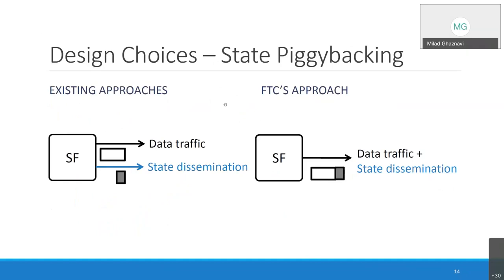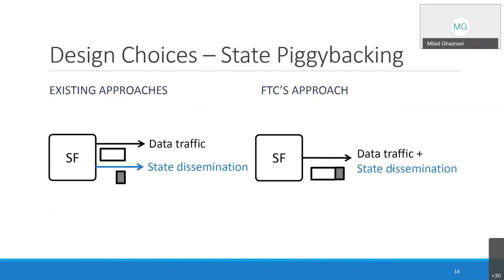When we combine in-chain replication with state piggybacking, and by state piggybacking, I mean that in the existing approach, we observe two traffic streams coming out of each service function. One is the data traffic, the normal traffic that they process, and the other is to disseminate the state updates to replicas for state replication. In our approach, whatever state has been changed by processing a packet, we piggyback onto the packet itself, and there is only one traffic stream coming out of a service function.